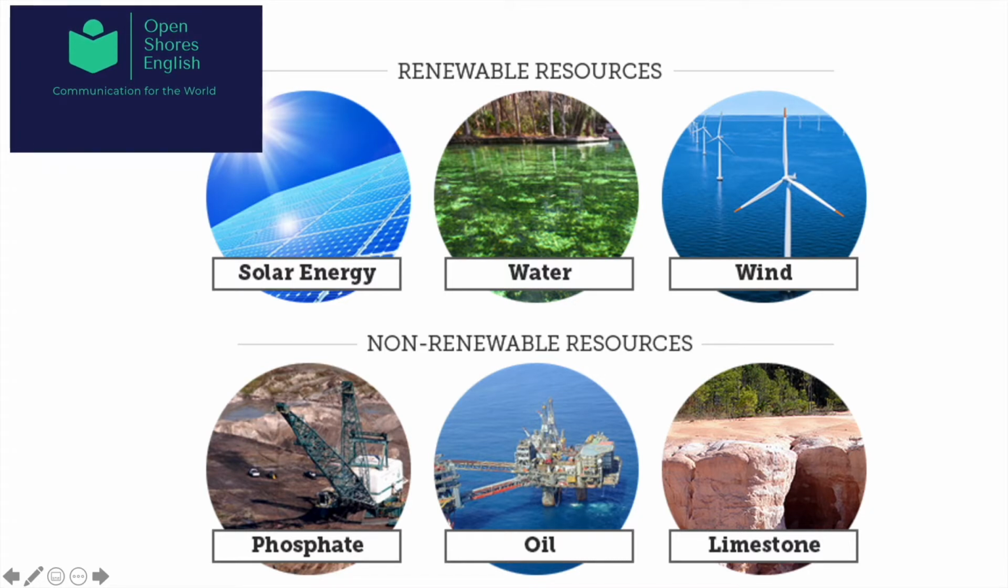Typically, renewable resources regenerate at a relatively fast rate. Do you remember the word rate from last unit? On the other hand, non-renewable resources regenerate at a very slow rate. It takes a very long time for phosphate to regenerate, for oil to regenerate, for limestone to regenerate. Thousands of years.